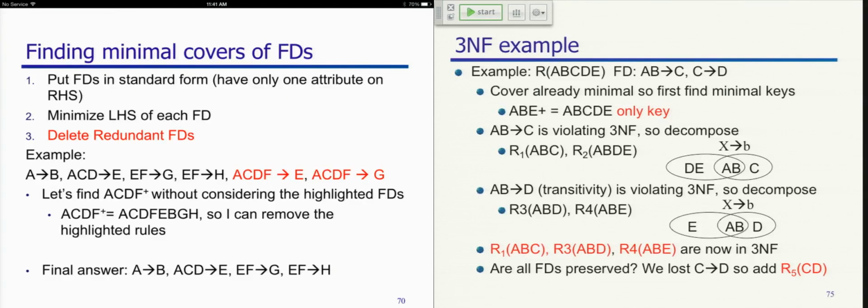Now I need to check to make sure all my functional dependencies are being preserved. A, B, C, is that being preserved? I have R1, which contains all three of these attributes. So that's being preserved, that's fine. I look at the second one, is this one being preserved? CD is not in any of my relations. That means I cannot use any of my current relations in order to find whether this functional dependency holds or not. So I'm going to add back a relation R5, which now contains C and D.